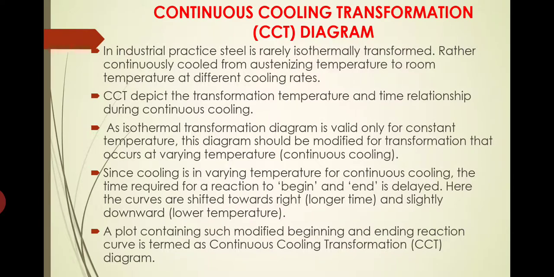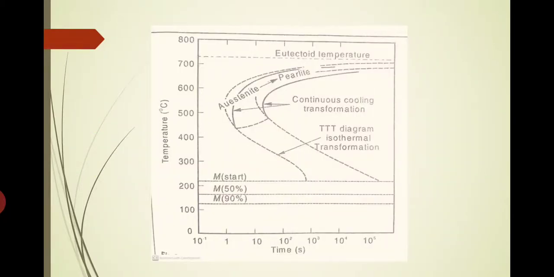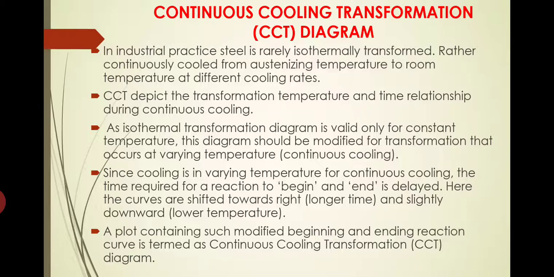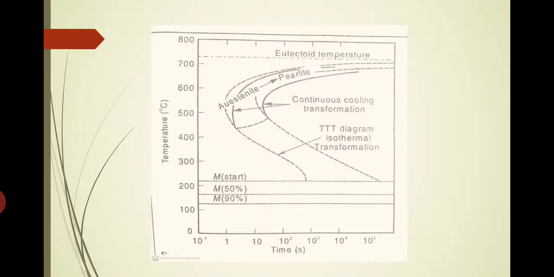With the shift of this curve, both the incubation time, or the time required for the reaction to begin and end, is delayed, and the temperature for the transformation to begin is also lowered. These two things happen because of the shifting of the curve. A plot containing such modified beginning and ending reaction curves is termed the continuous cooling transformation diagram, commonly known as the CCT diagram. That is what is shown here.